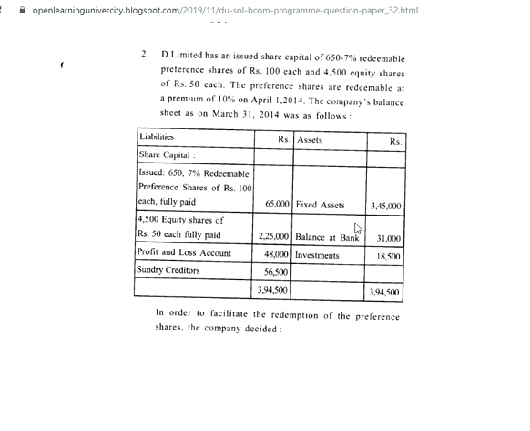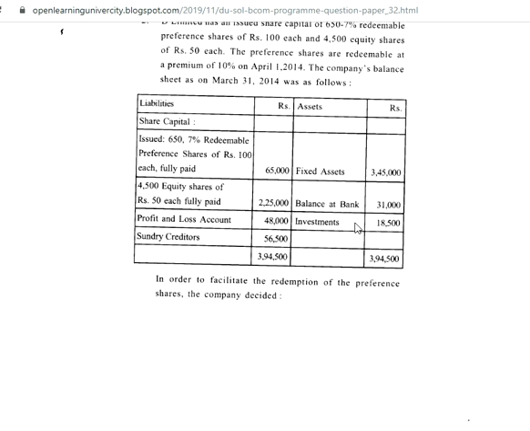D Limited has issued a share capital of 650, 7% redeemable preference shares of rupees 100 each and 4500 equity shares of rupees 50 each. The preference shares were redeemable at a premium of 10% on April 1, 2014. The company's balance sheet as on 31 March 2014 was as follows. This is the balance sheet of the company. We have the liabilities on the left side and the assets on the right side.